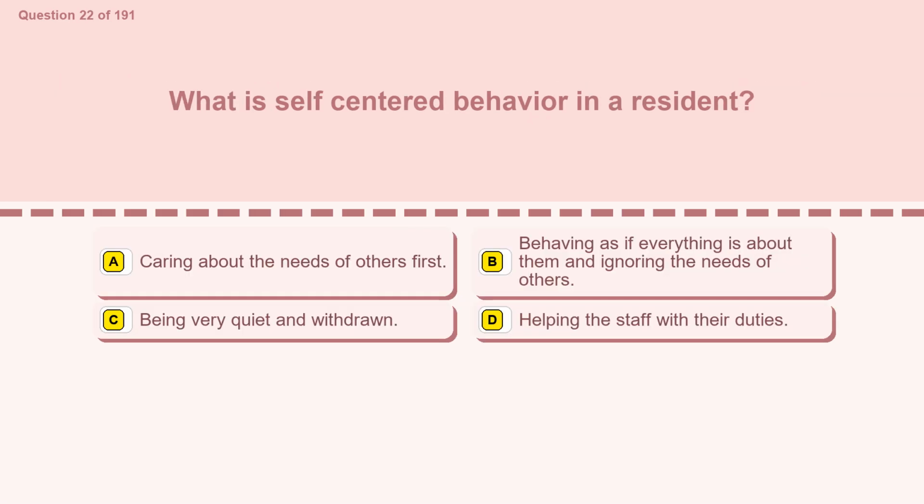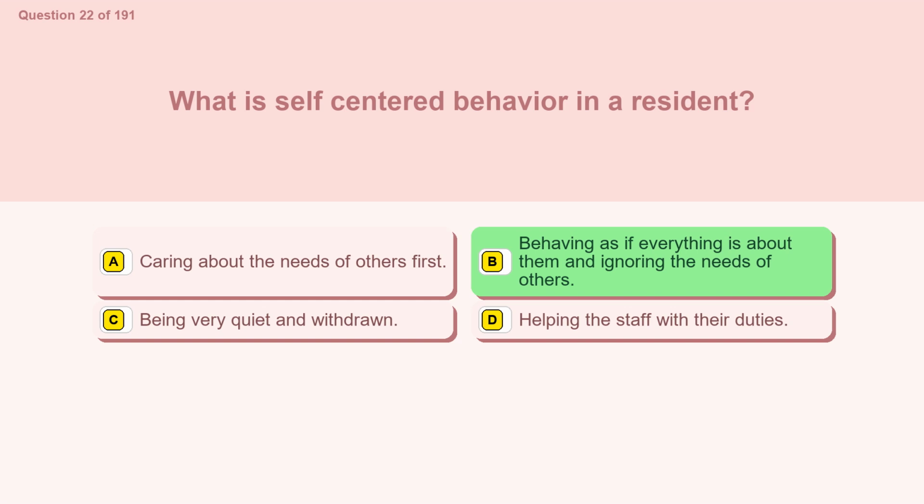Question 22. What is self-centered behavior in a resident? Option A. Caring about the needs of others first. Option B. Behaving as if everything is about them and ignoring the needs of others. Option C. Being very quiet and withdrawn. Option D. Helping the staff with their duties.